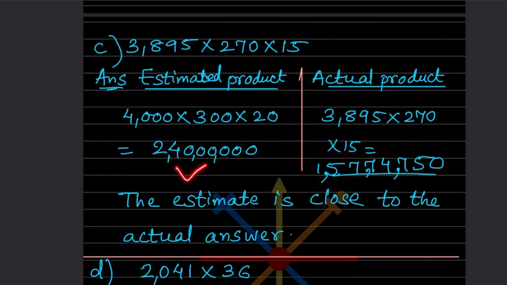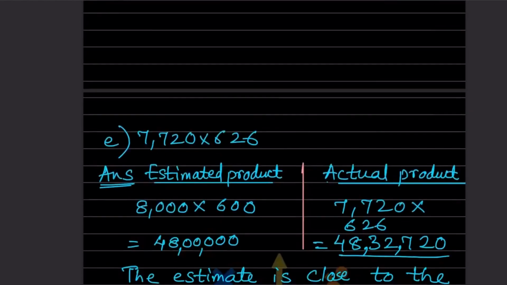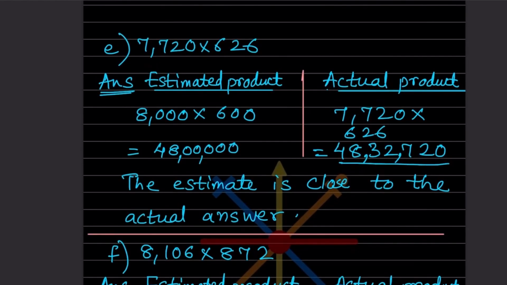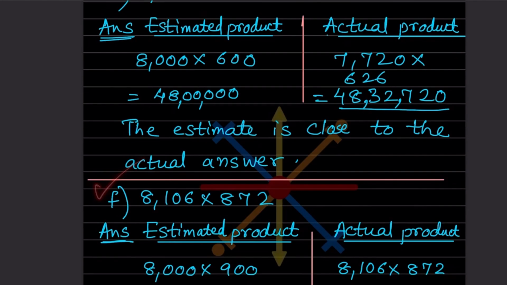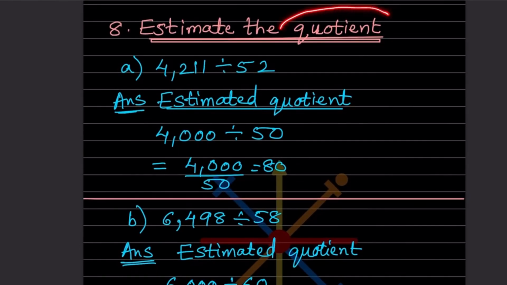So again, when we compare this and this, we can say the estimate is close to the actual answer. So this also is the same. Now this also is multiplication, you can just do it. This is totally on the rounding part, okay? And then we'll go for the next one, that is to estimate the quotient, okay?